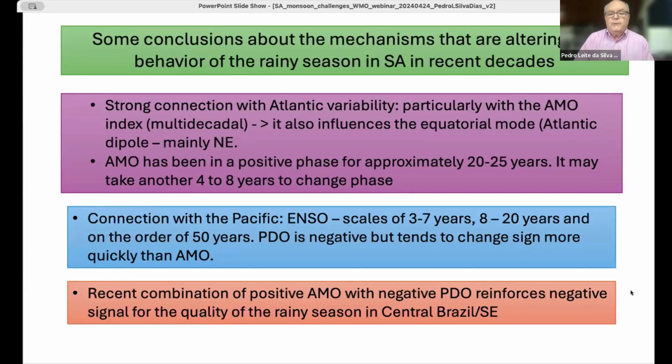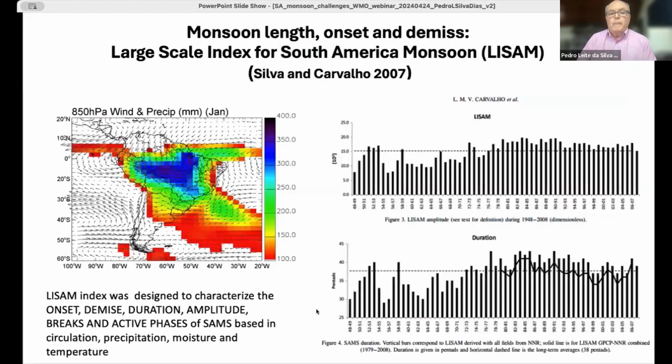There's a connection with the Pacific, of course, a connectivity with the PDO. And with negative PDO, you tend to have below normal precipitation in the monsoon area. So more recently we have a combination of positive AMO with negative PDO, which reinforces the negative signal in the quality of the rainy season in central Brazil. This is something that is worrying, because this is something that doesn't change suddenly to a completely different behavior.